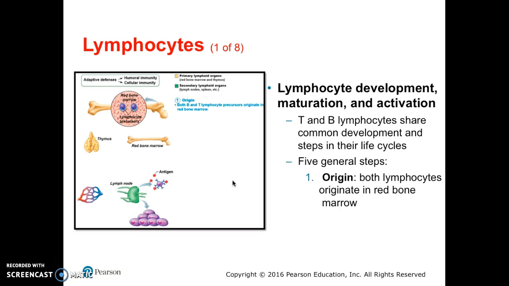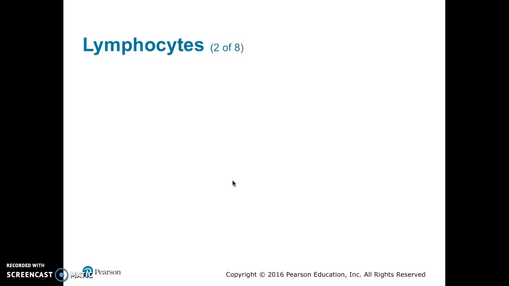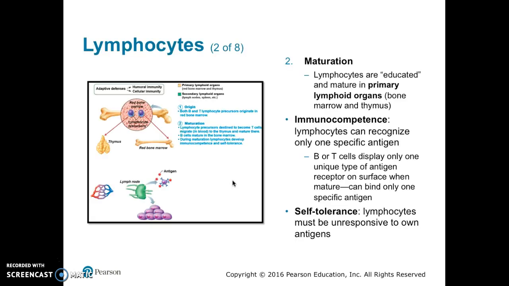Figure 21.8 explains lymphocyte development, maturation, and activation. T and B lymphocytes share a common development. Both lymphocytes originate in red bone marrow. Lymphocytes become educated and mature in primary lymphoid organs, the bone marrow for B cells and the thymus for T cells.